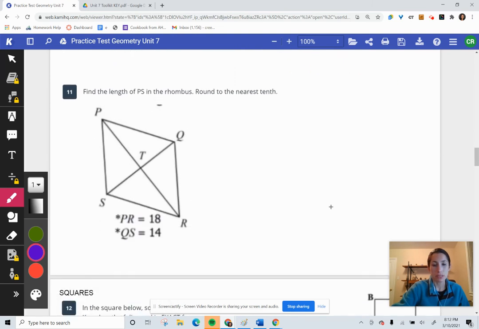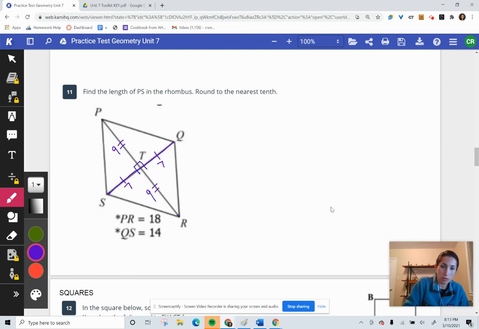And then the last rhombus question has to do with the sides of a figure. So first thing we might want to identify, so we have QS, that's this entire diagonal segment, that is 14. I'm going to go ahead and split that into two equal parts of 7 and 7. We also know that PR, that is this entire diagonal segment, is 18, so I'm going to split that in half, and I'm going to get 9s for each of these pieces here.